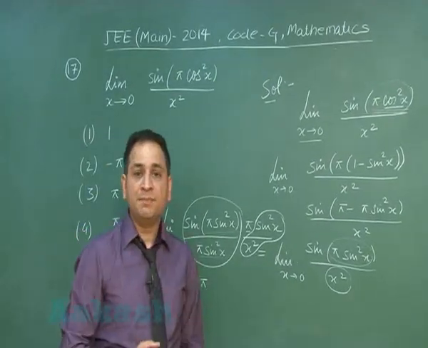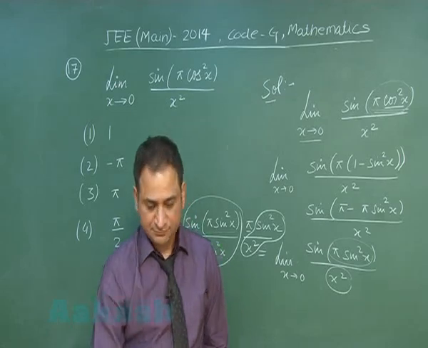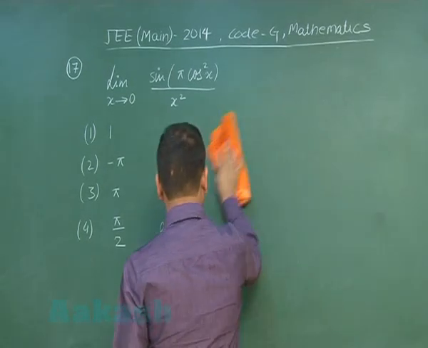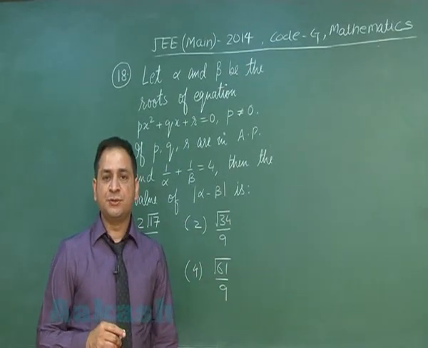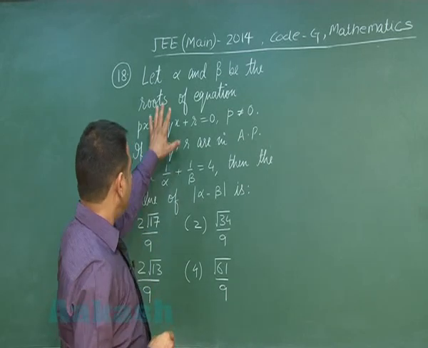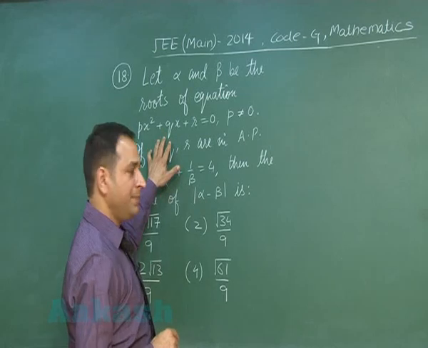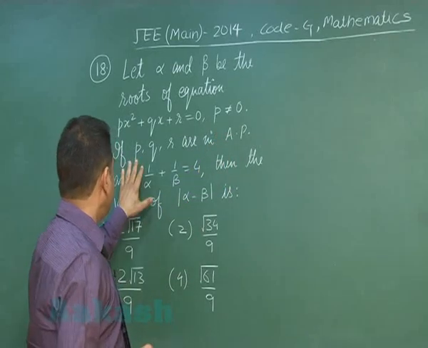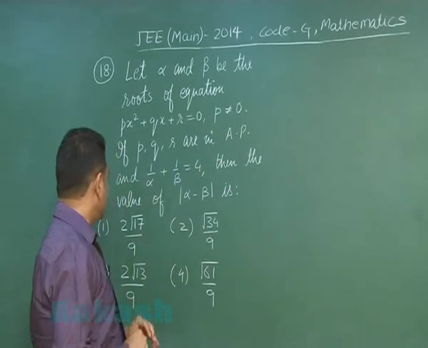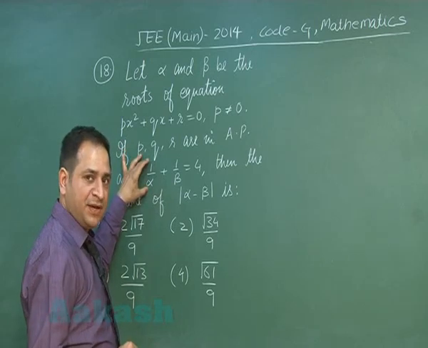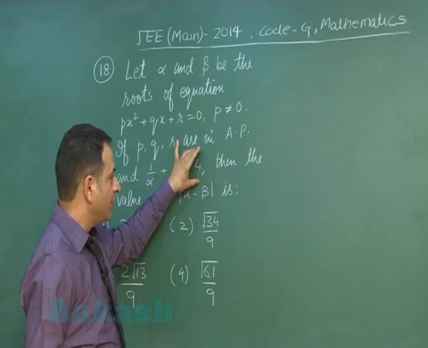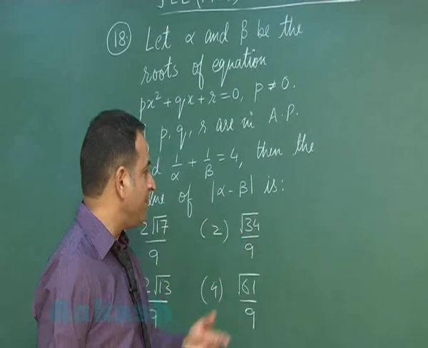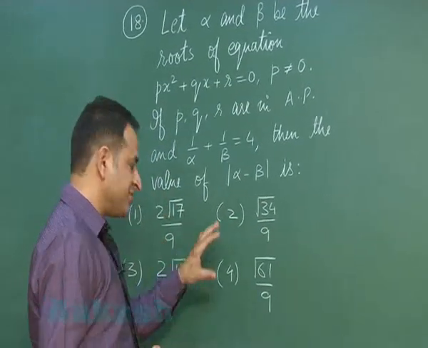Now moving to problem number 18. Problem number 18 is related to algebra. You can see here alpha and beta are the roots of this equation px square plus qx plus r equal to 0, p being non-zero. Now it is given p, q, r are in AP, and again a relation between alpha and beta is given, 1 by alpha plus 1 by beta is equal to 4. We have to find out the value of difference of roots, modulus of alpha minus beta. Now these are the 4 options which are given to us.